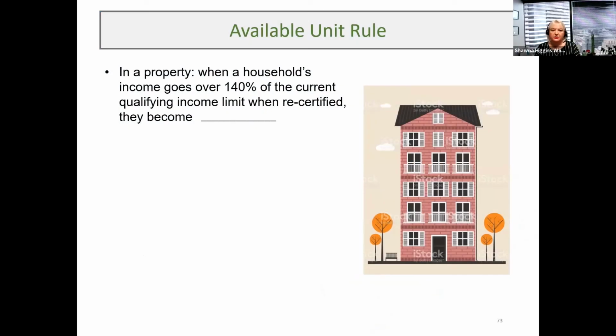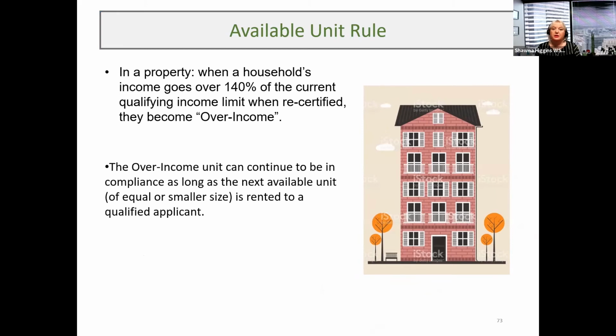So in a property, when a household's income goes over 140% of the current qualifying income limit, when recertified, they become over income. The over income unit can continue to be in compliance as long as the next available unit of equal or smaller size is rented to a qualified applicant. So meaning that when you're ready to rent to a market unit, make sure you don't have a 140% unit there. And if so, you want to make sure that you're renting that market unit to equal or smaller size, or you could be out of compliance.